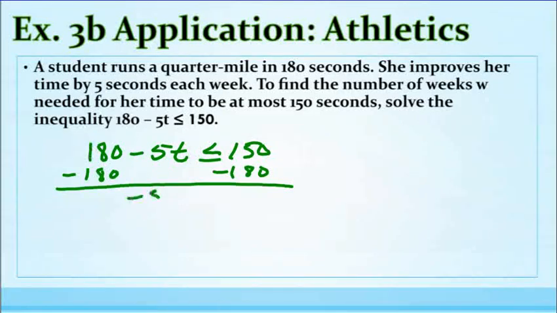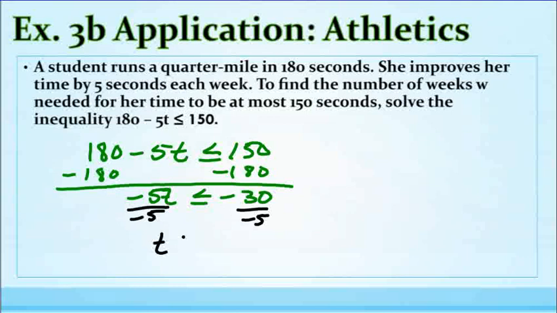And I have negative 5t is less than or equal to negative 30. To get t by itself, I divide by negative 5. And I get t is now greater than or equal to 6. That is our lesson today on solving multi-step and two-step inequalities.